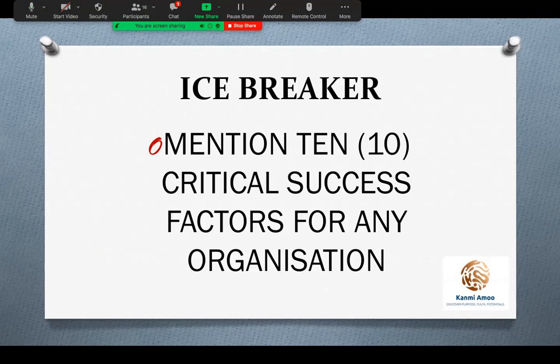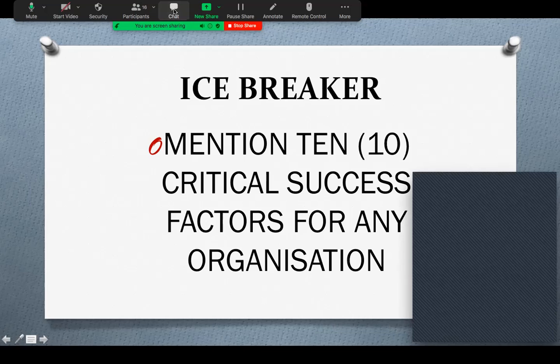So let's go together. All right, I will do this icebreaker now. Go to the chat box. Please write down what you think are 10 critical success factors for any organization. I like involvement. I like engagement. So let everyone in this class go on their chat box and write for me critical success factors for any organization. Write up to 10 if you can. If it is not up to 10, it's all well and good.